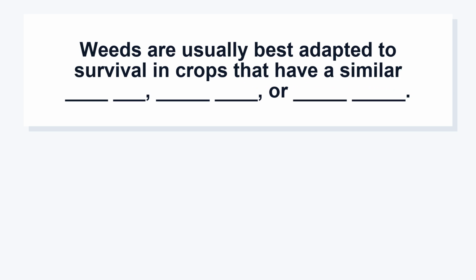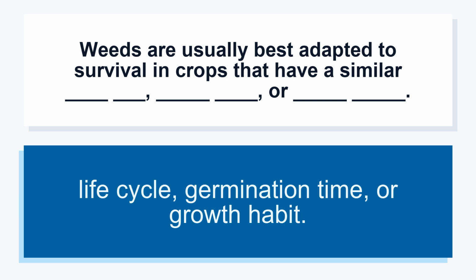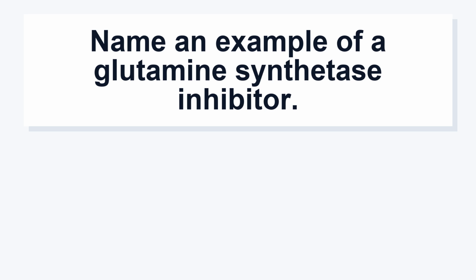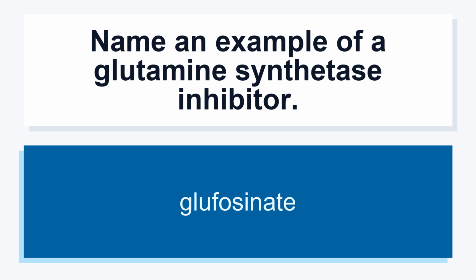Weeds are usually best adapted to survival in crops that have a similar life cycle, germination time, or growth habit. Name an example of a glutamine synthetase inhibitor. Glyphosate.